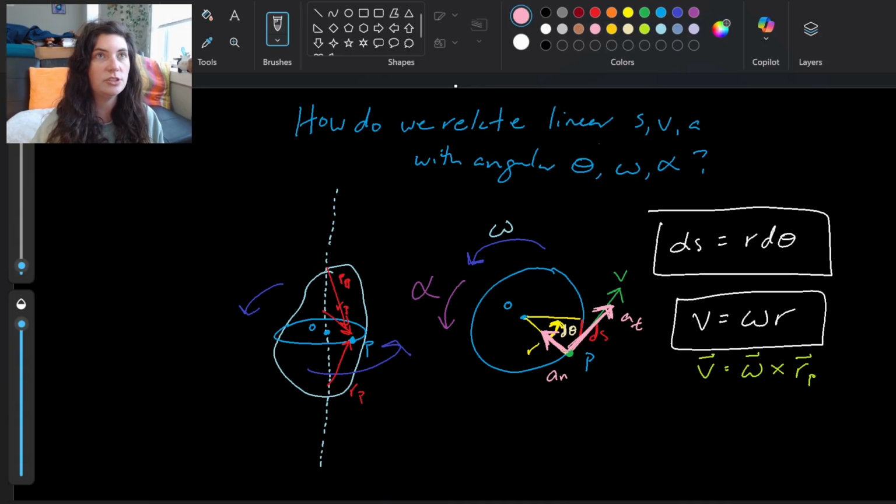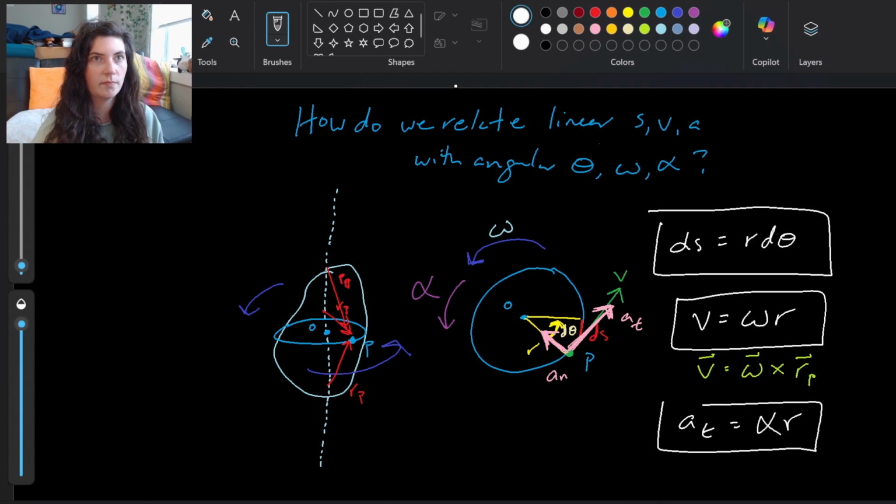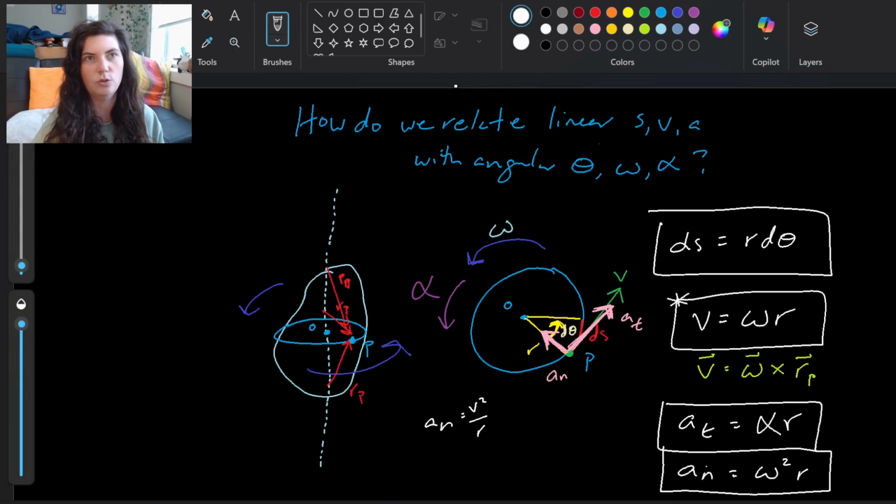So our relationships for each of these is that our tangential acceleration is our angular acceleration times r, and our normal acceleration is going to be omega squared times r. And that, of course, is being derived from a_n is v squared over r. And then if we substitute in this relationship, v equals omega times r, we can find that that normal acceleration relationship is holding true from this equation here.